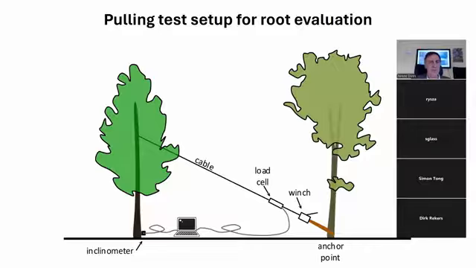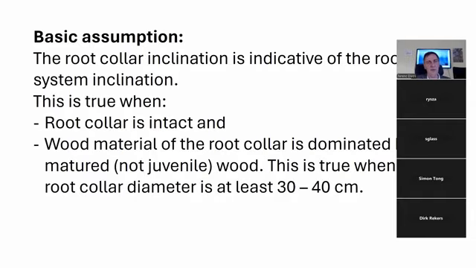It has a longer history. When we are interested in the roots, we are using an inclinometer placed at the root collar, and the cable is substituting the wind load. This is a static load. Of course, we need to measure the force acting in the rope. The basic assumption is the root collar inclination is indicative of the root system inclination.